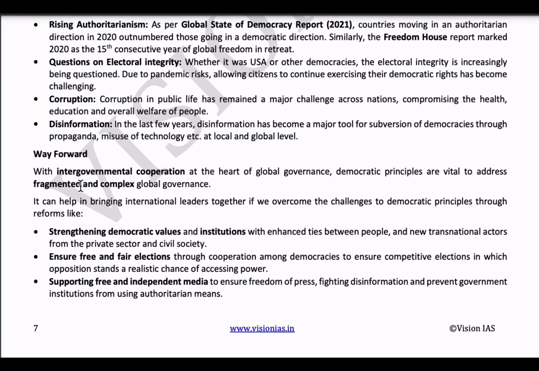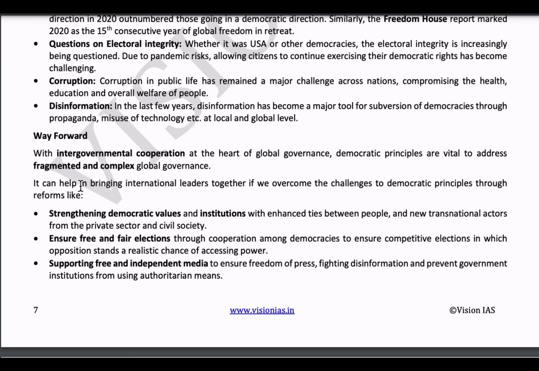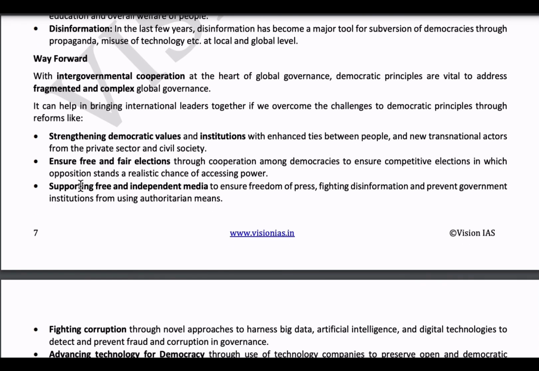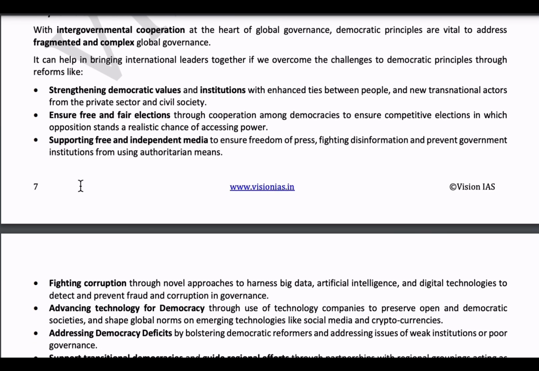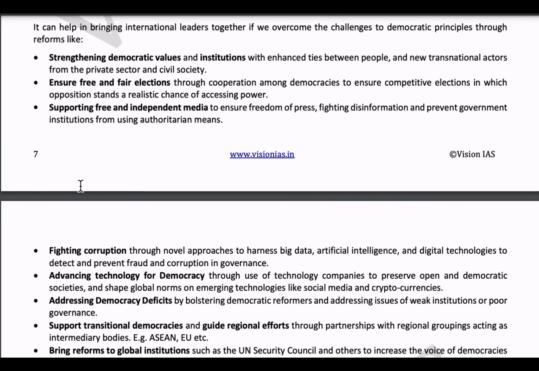So, the way forward is we can achieve global democracy by intergovernmental cooperation, by strengthening democratic values and institutions, by ensuring free and fair elections, by supporting free and independent media, by fighting corruption, by making advancement in democracy, by addressing the loopholes or weak areas of democracy, by supporting regional efforts to make global democracy, and by bringing reforms to global institutions. All these are the way forward, and all these are the areas which can be strengthened to achieve global governance on democratic principles.